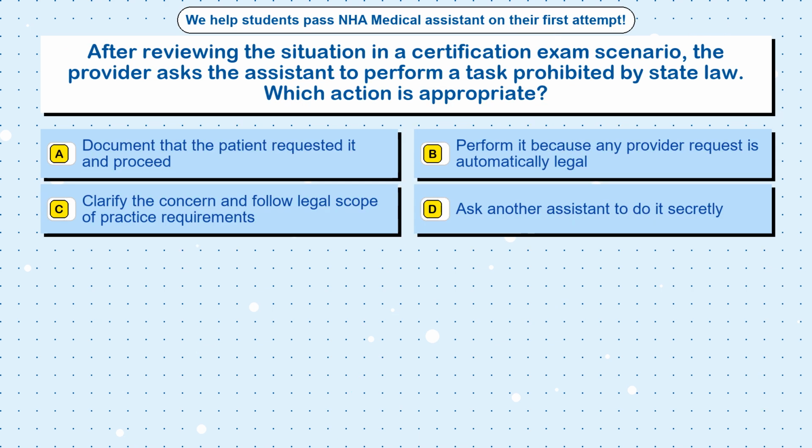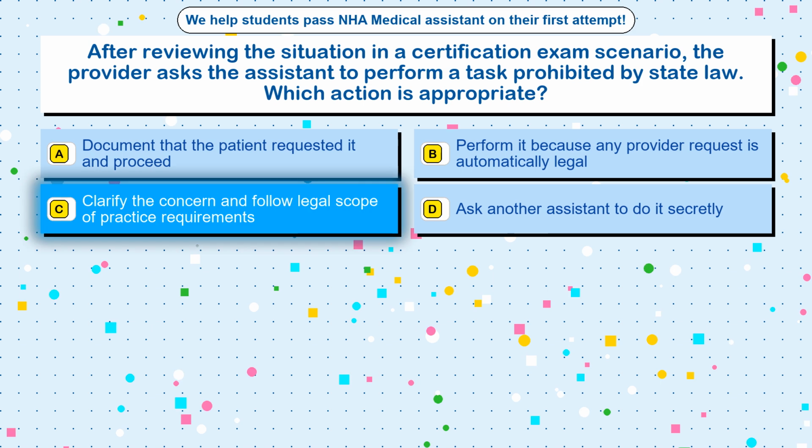Question 13. After reviewing the situation in a certification exam scenario, the provider asks the assistant to perform a task prohibited by state law. Which action is appropriate? Option A, document that the patient requested it and proceed. Option B, perform it because any provider request is automatically legal. Option C, clarify the concern and follow legal scope of practice requirements. Option D, ask another assistant to do it secretly. The correct answer is option C, clarify the concern and follow legal scope of practice requirements.